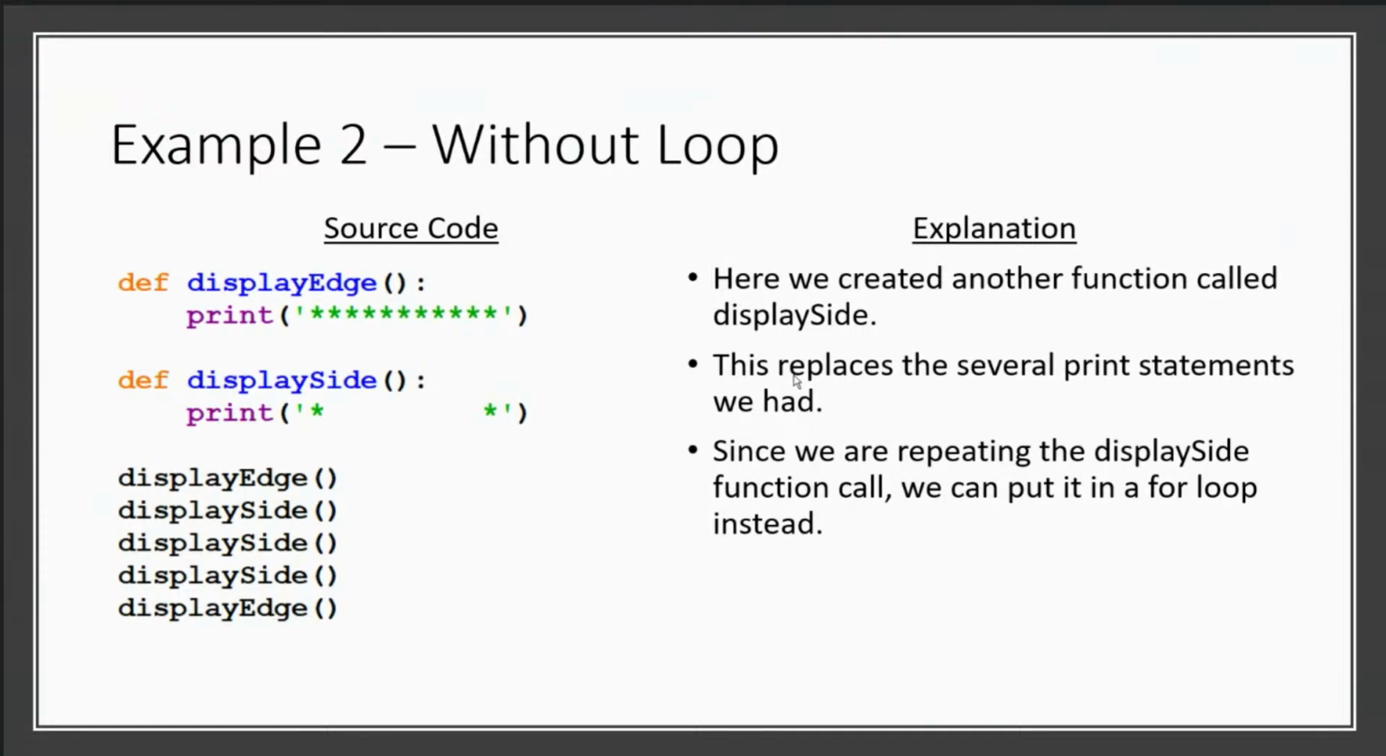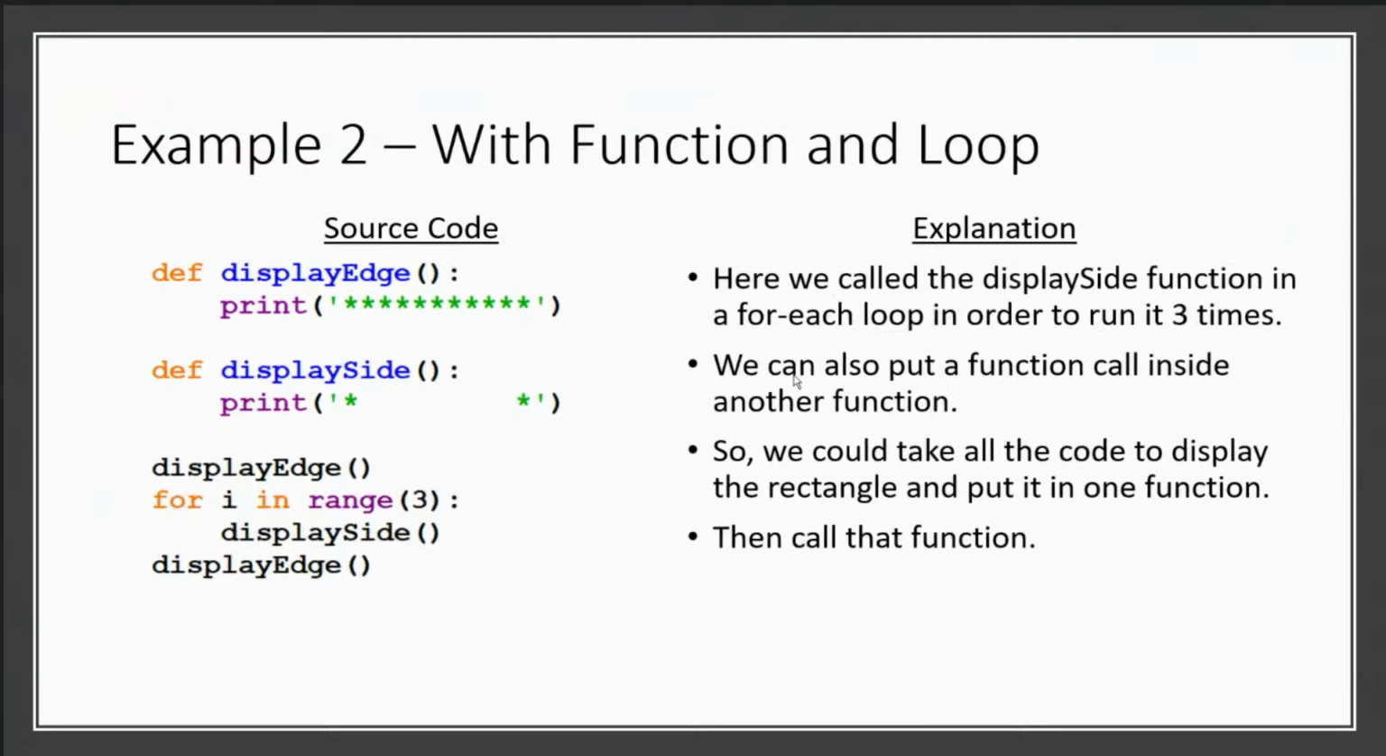So now let's make this even a little bit shorter, because what if we wanted to write display edge 100 times to make a really, really large box? We can use a for loop with our function. So we create 2 functions for display edge and display side. So we display our edge, we call the function, we display our edge. Then say for i in range from 0 to 3, we're displaying our side. So that means, how many times we're going to display this side? 3 times. And then we're going to display our edge again.